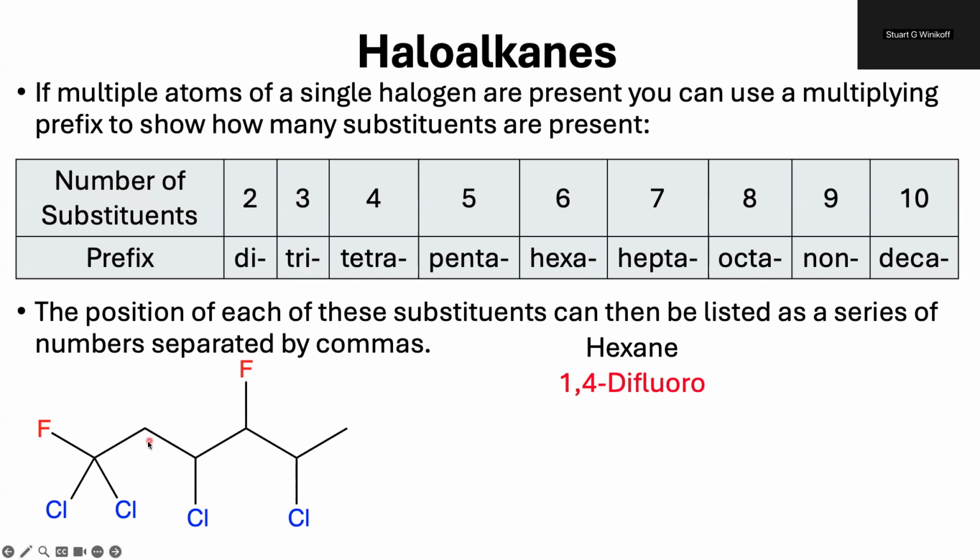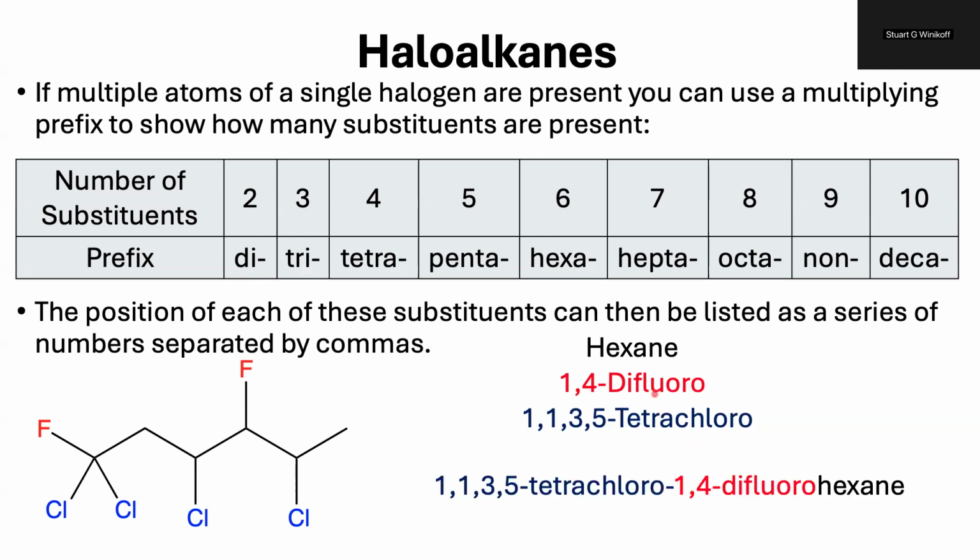I can do the same thing with the chlorine. Notice I've got 2 chlorines at the 1 position, 1 at the 3, and then 1 at the 5. So I can continue. This is 1,1,3,5-tetrachloro. Now I have to bring all of these together. And again, I'm still going to list them alphabetically based on the substituent. So even though di comes before tetra, chloro still comes before fluoro. So this is a 1,1,3,5-tetrachloro-1,4-difluorohexane.